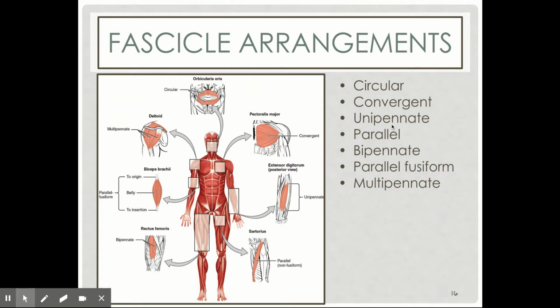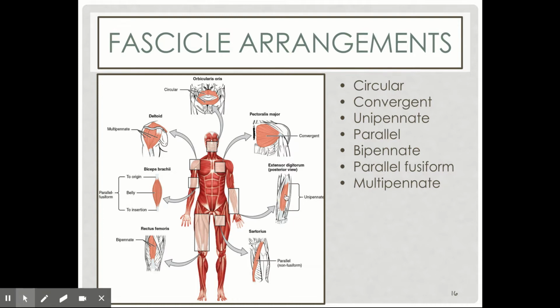Unipennate, okay, which means basically one long muscle. Parallel, bipennate, parallel fusiform, and multipennate. Okay. So now obviously the difference between uni, bi, and multipennate is going to be how many different branches of that muscle there are.